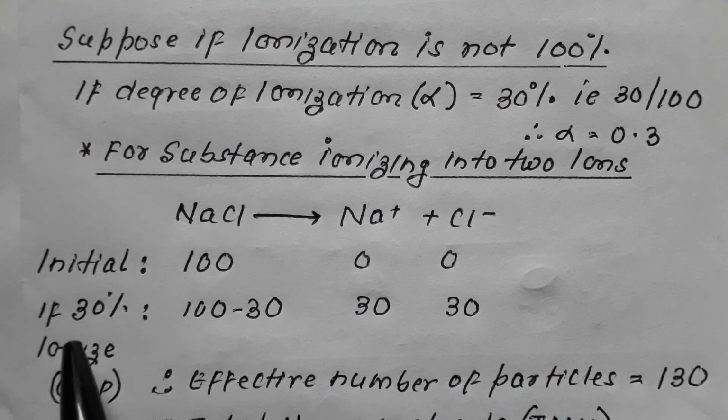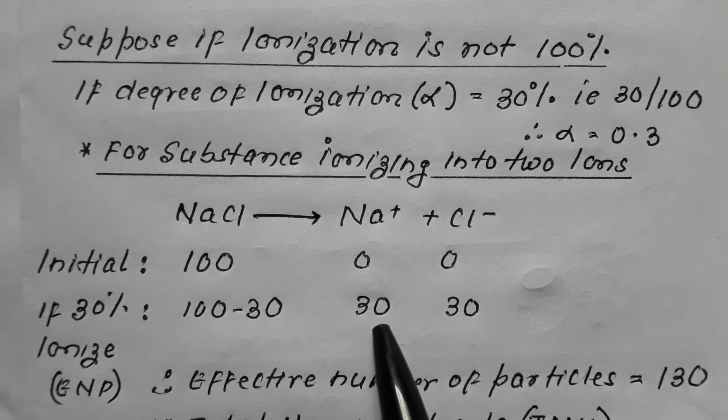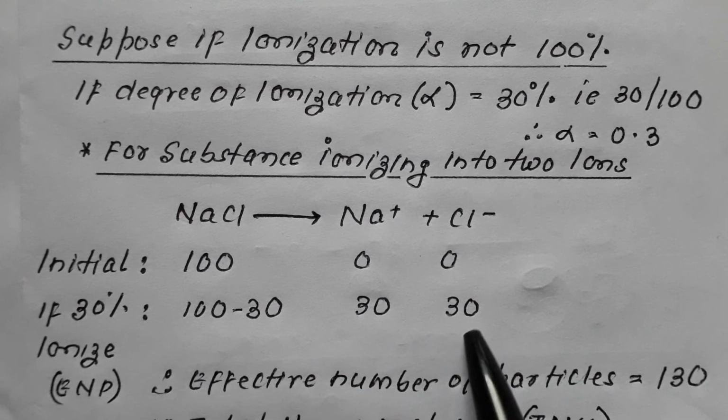So how many Na would be formed? Suppose NaCl has ionized to 30%. So 30 Na would be formed. How many Cl would be formed? 30. And what would be the NaCl left over? It is 100 minus 30, that is 70 left over.